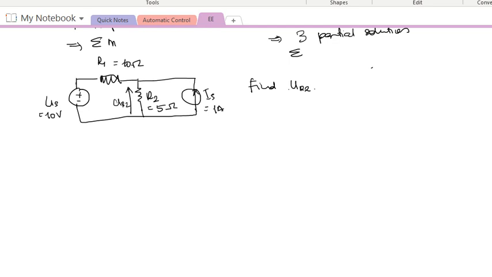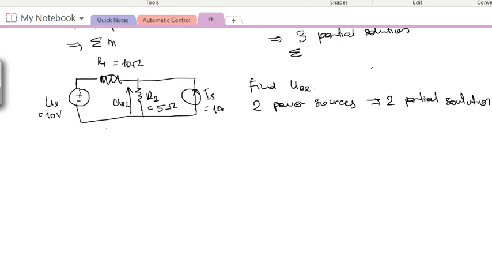So superposition, the first step is to basically create a partial solution for one power supply, and then the next partial solution for the next power supply, and so on and so forth. So here we have two power sources, right? One US and one IS. That means you have two partial solutions.